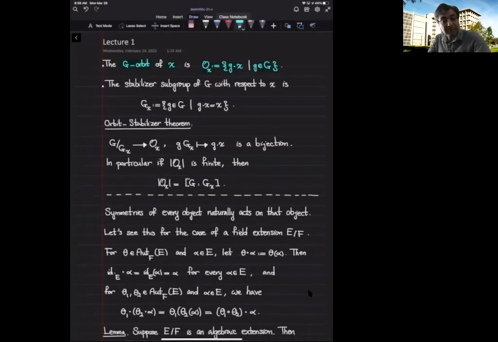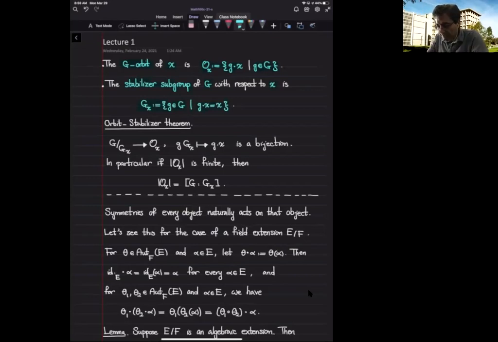And the other thing is the stabilizer subgroups of G. The stabilizer subgroup of G with respect to the point x is the set of elements inside the group that fix the point x. So that's called the stabilizer; it stabilizes x. This is a subgroup of G, and the connection between the G orbit of x and the stabilizer subgroup of G with respect to x is given in the orbit stabilizer theorem.